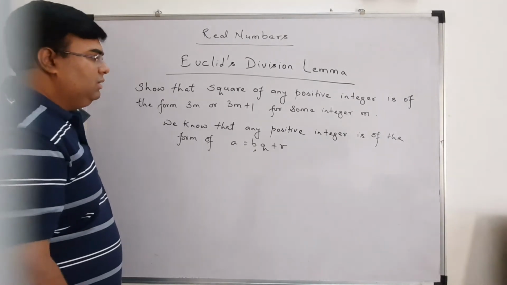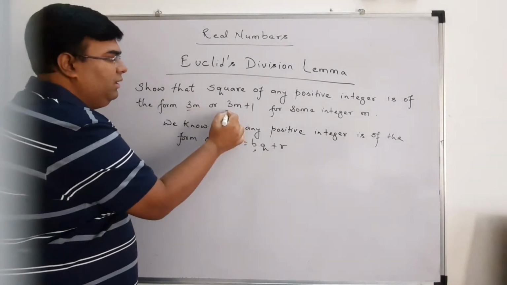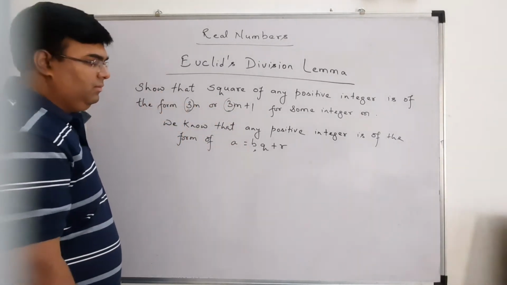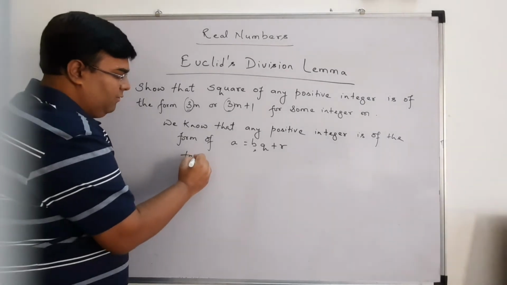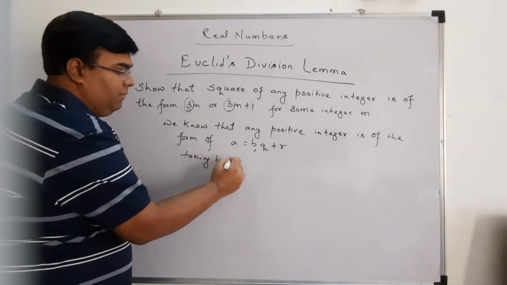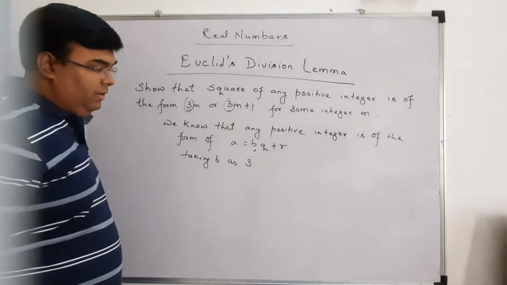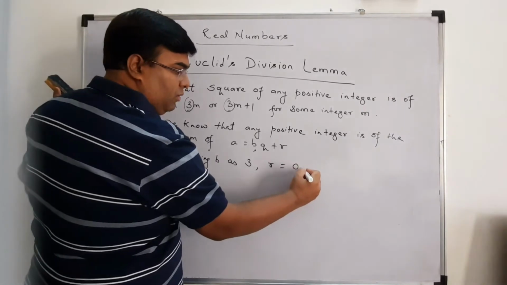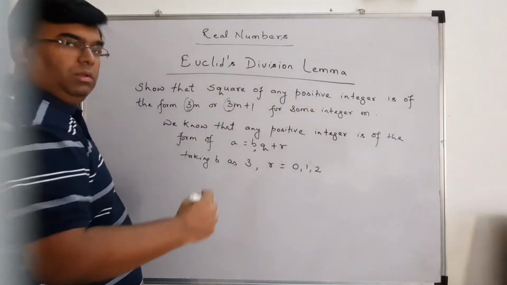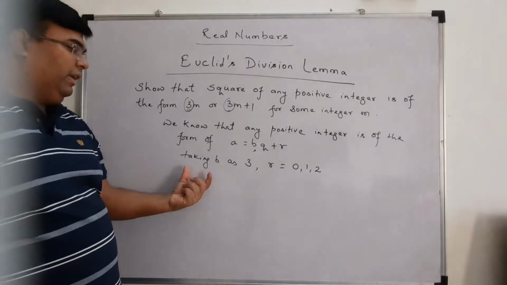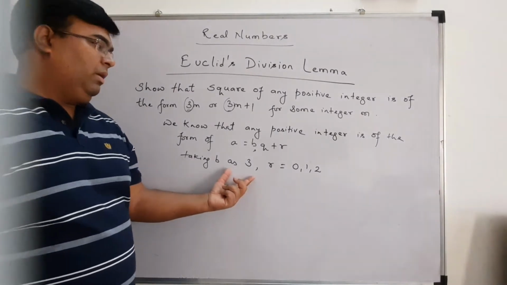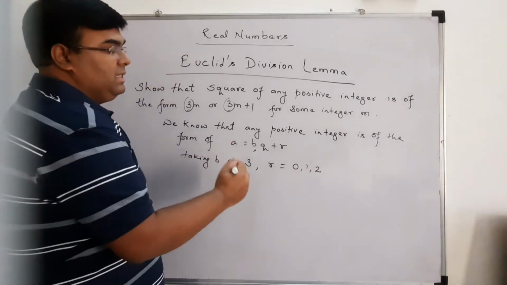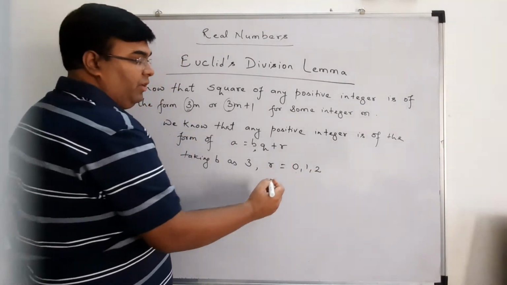We need to prove that, here this number is 3. So we can take b as 3. Taking b as 3, r will be equal to what? 0, 1 and 2. So we will have 3 cases, where r is 0, where r is 1 and where r is 2.